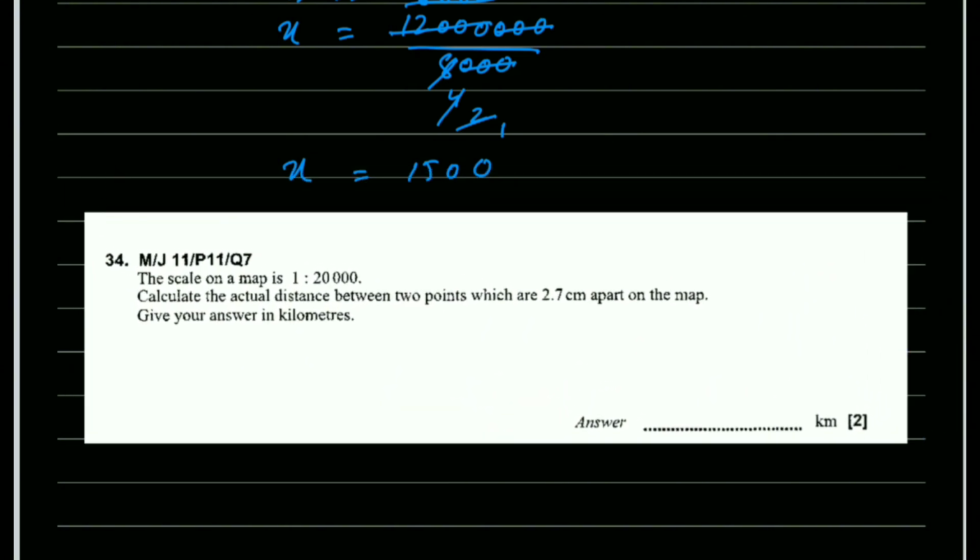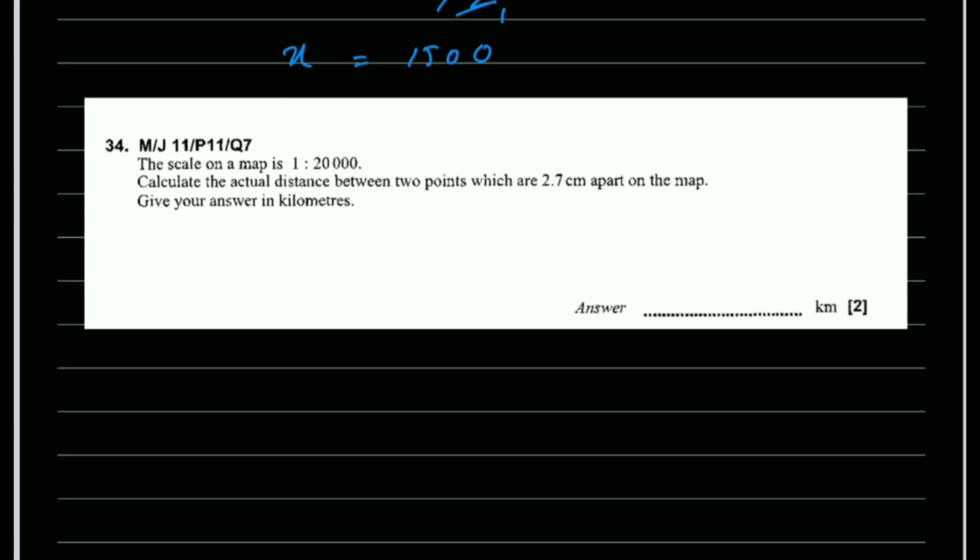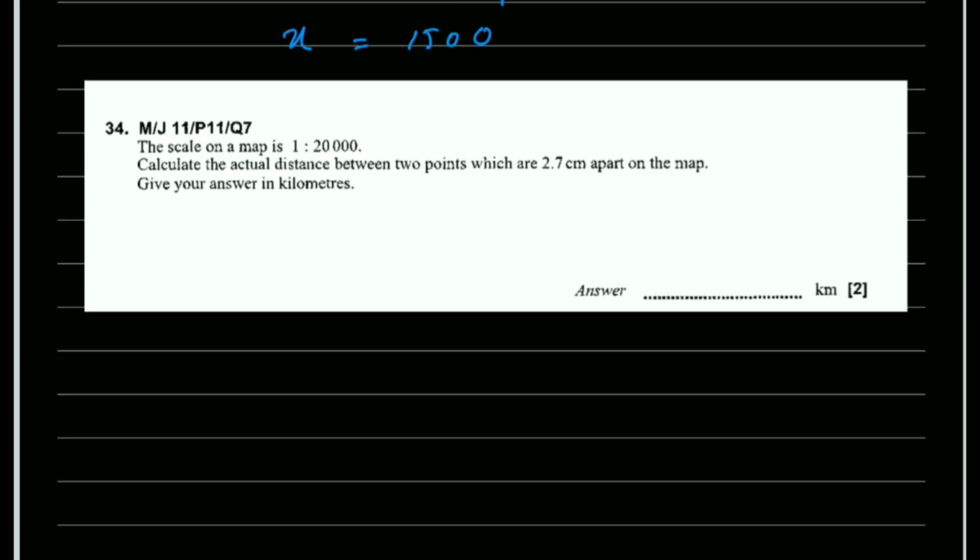Okay, this is also a past paper question, as you can see. The scale on a map is 1:20,000. Calculate the actual distance between 2 points which are 2.7 centimeter apart on the map. So this is also one type of question that can come in your exams. So let's start.